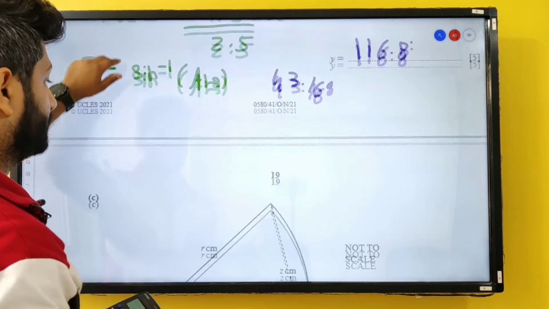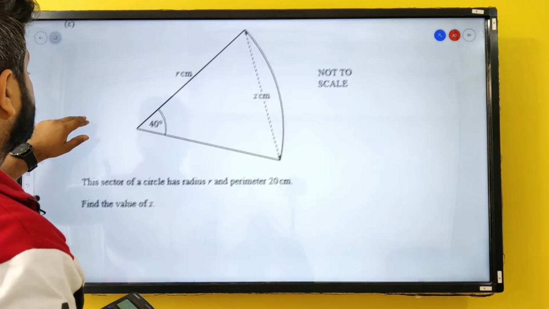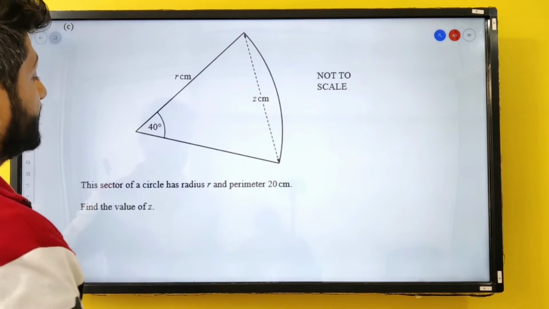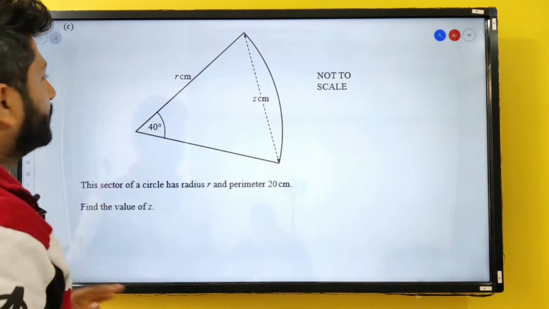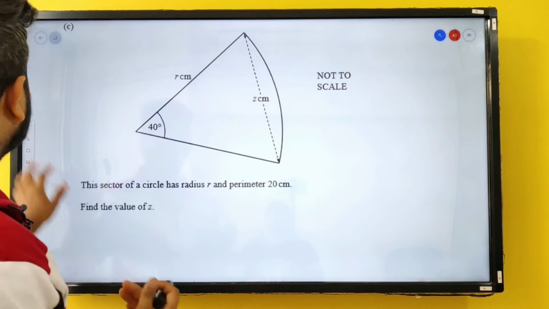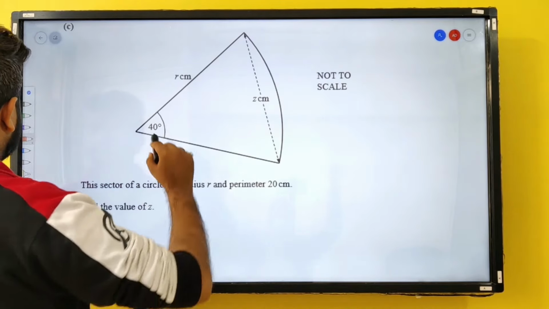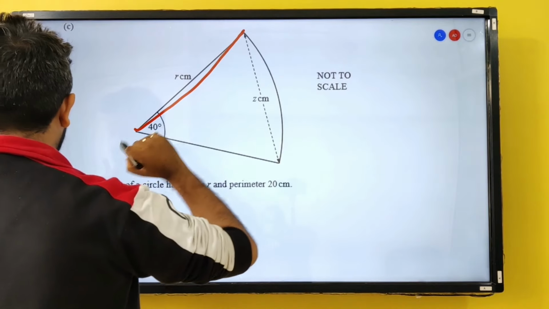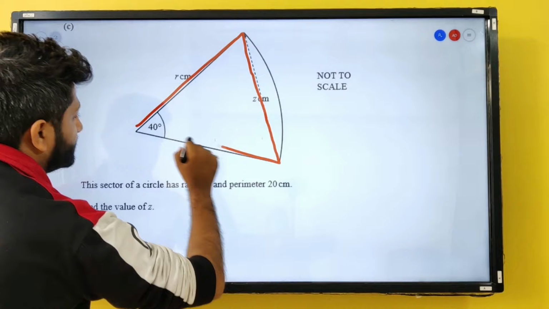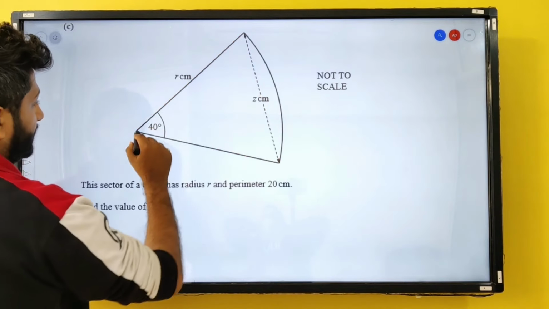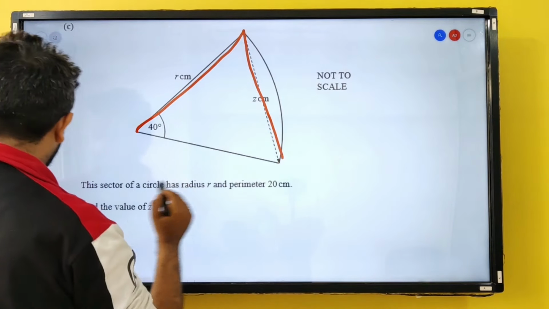Next question, part C. This sector of a circle has radius r and perimeter 20. Find the value of z. Okay, how do you find the value of z? I think this forms an isosceles triangle. This is an isosceles triangle. Right? Let me just redraw this.